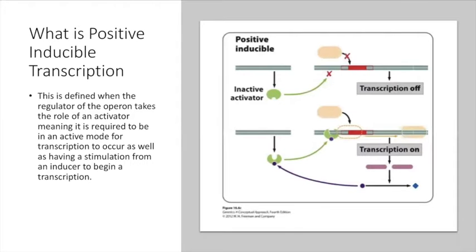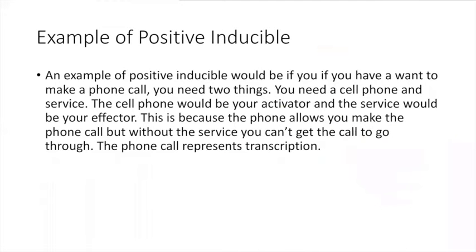What is positive inducible transcription? This is defined when the regulator of the operon takes the role of an activator, meaning it is required to be in an active mode for transcription to occur, as well as having a stimulation from an inducer to begin transcription.